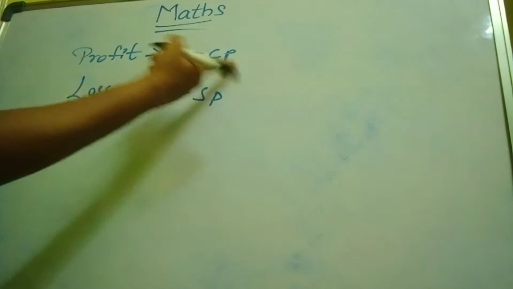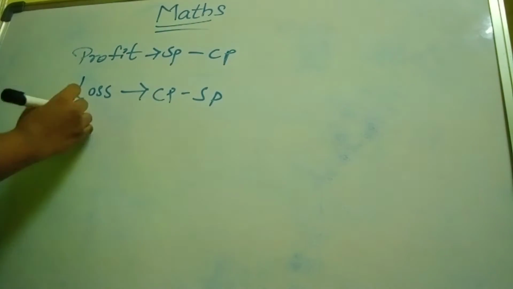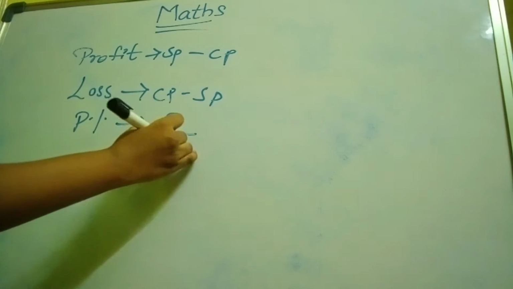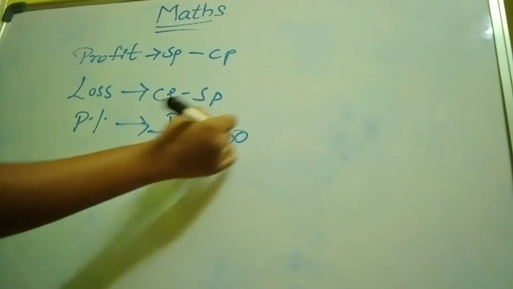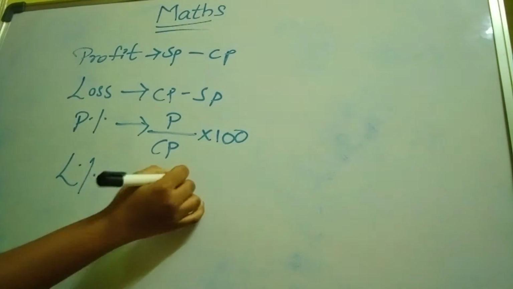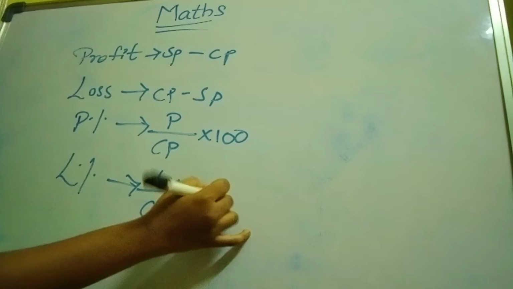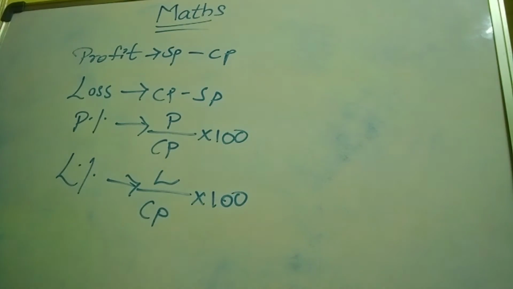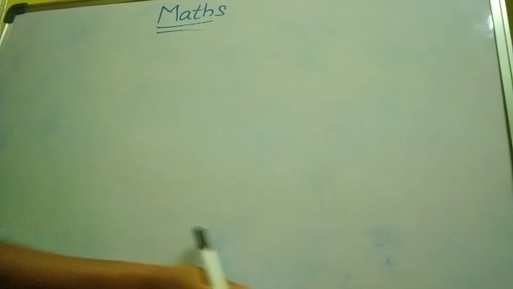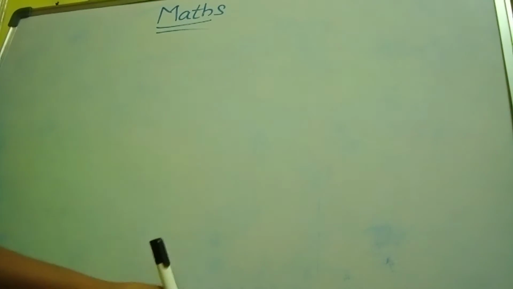Profit means SP minus CP. Loss means CP minus SP. Profit percentage means profit by cost price into 100. Loss percentage means loss by CP into 100. These are the basic formulas we have. We have to remember them always.